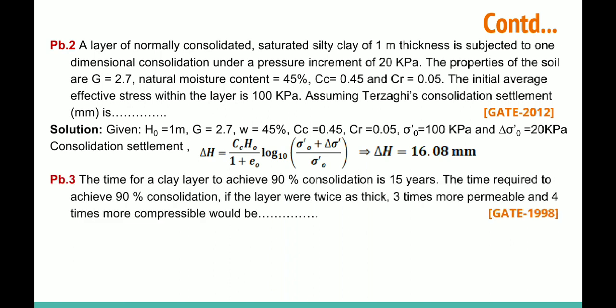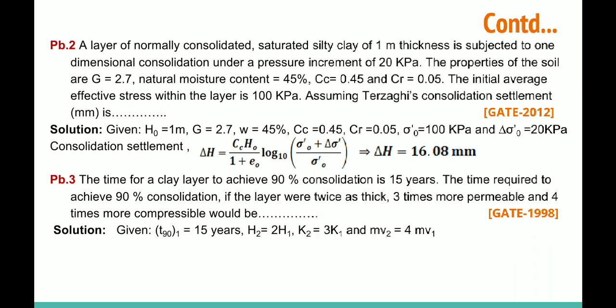Okay. And the next question: the time for the clay layer to achieve 90% degree of consolidation is 15 years. What is the time required to achieve 90% degree of consolidation if the layer were twice as thick, 3 times more permeable, meaning the coefficient of permeability is 3 times, and 4 times more compressible? Compressible means the change in volume can be 4 times, so we can write mv is 4 times. Okay.